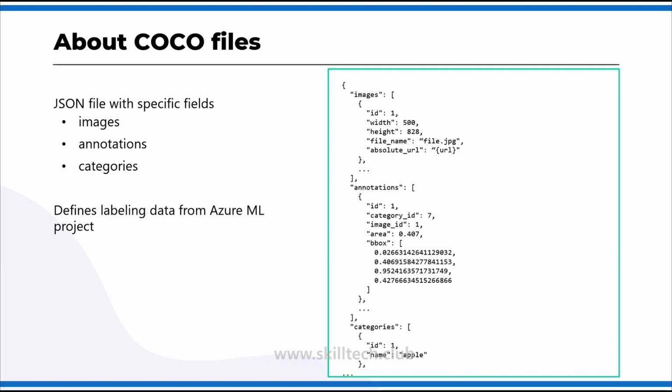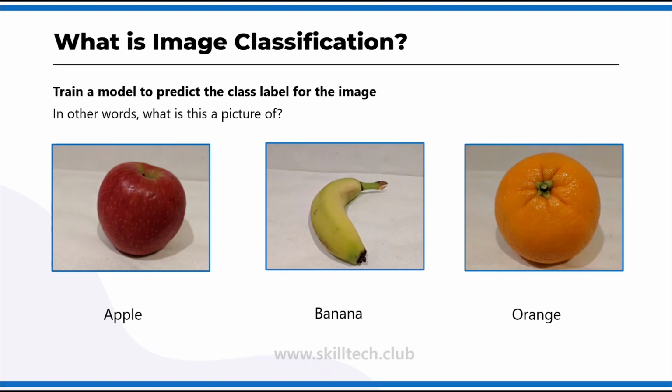This kind of labeling data is going to be useful for an Azure Machine Learning project, because based on this label data, it will be able to train your model. And using this trained model, you can do image object detection and image classification. Now let's understand what is image classification first, then we will understand image object detection. Right now we have to train a model to predict the class label for the image. So in other words, what is this picture of?